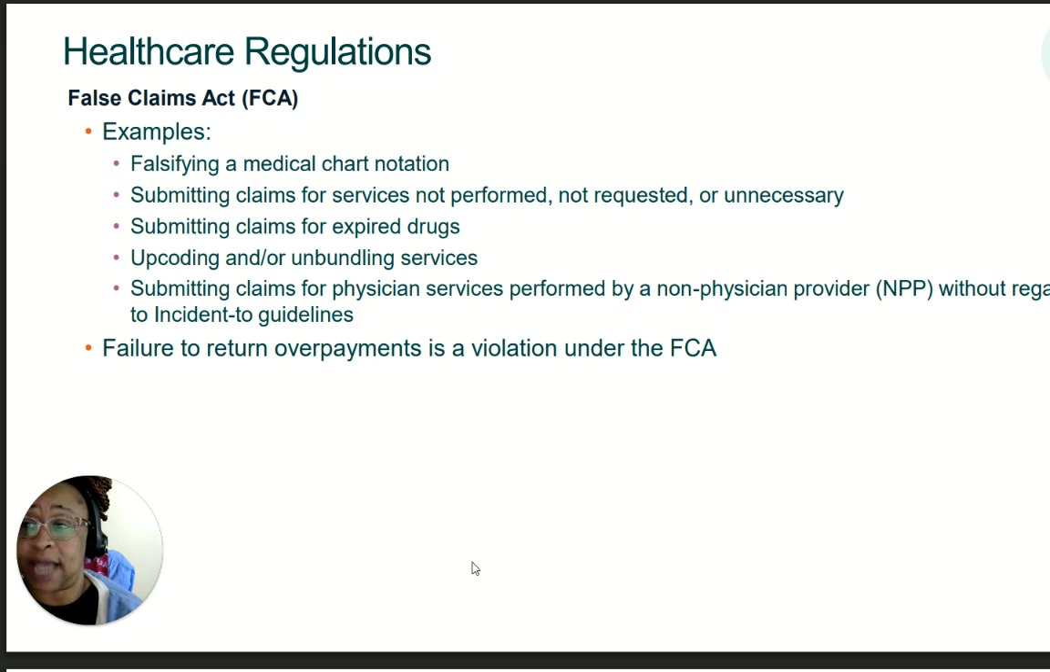Examples of False Claims Act violations are falsifying a medical chart notation, submitting claims for services not performed, not requested, or unnecessary, submitting claims for expired drugs, upcoding, bundling services, and submitting claims for physician services performed by a non-physician provider, NPP, without regard to the incident-to guidelines. And failure to return overpayments is a violation under the FCA as well.